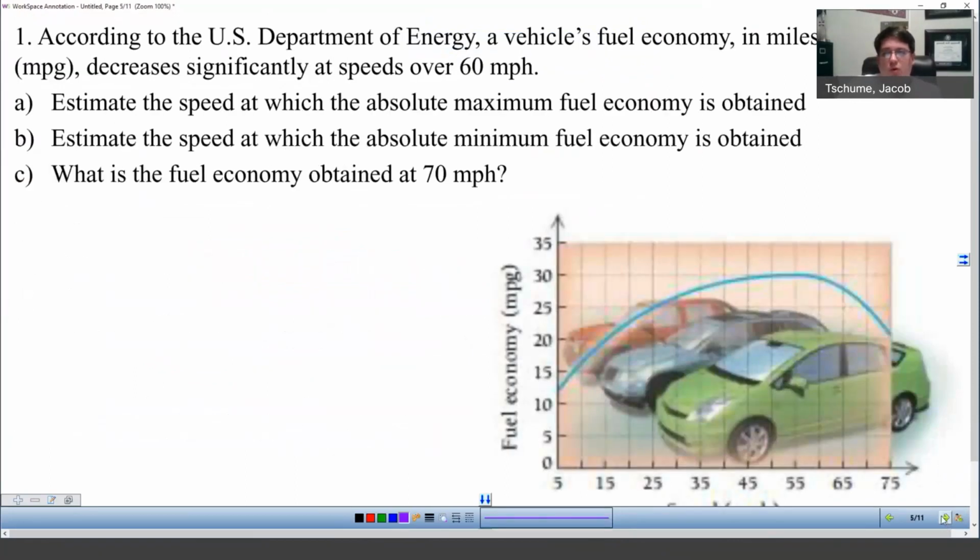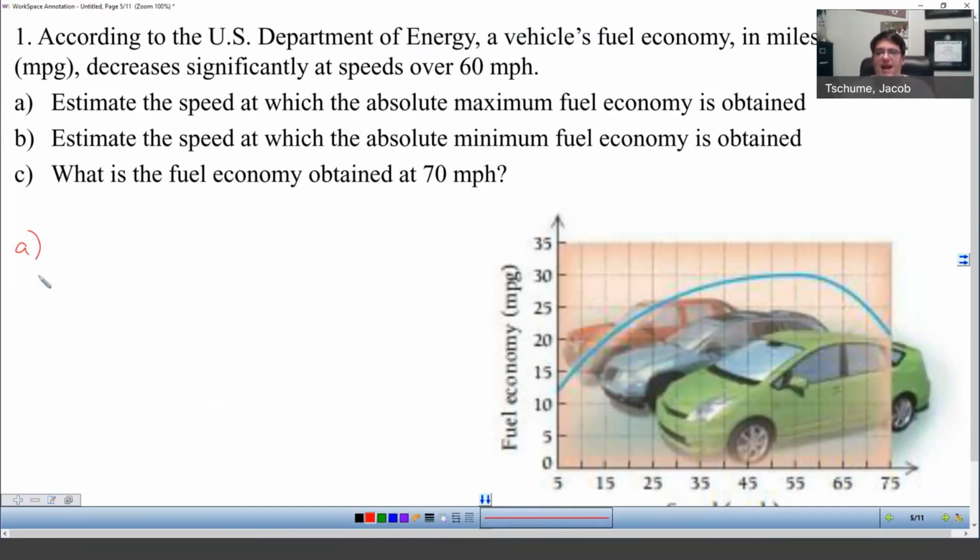All right, before we get to one where you have to do the calculus part, let's make sure we can read this from a graph to understand what you're looking for. So number one, according to the U.S. Department of Energy, a vehicle's fuel economy in miles per gallon decreases significantly at speeds over 60 miles an hour. I want you to do the following three things. So we're going to do them all together.